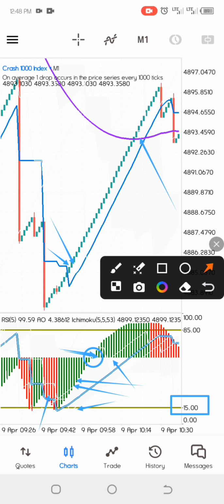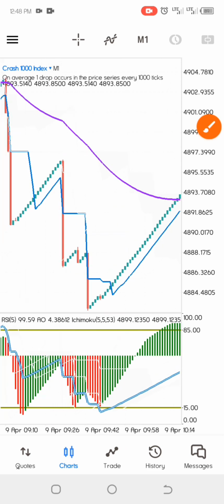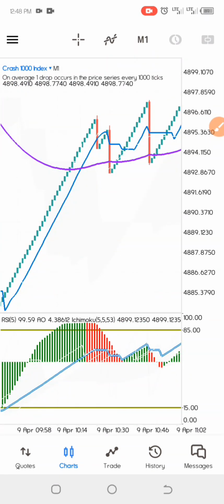Okay, so that is how you use the strategy. So I hope you guys understand the strategy. You just have to make sure you follow the rules and practice the strategy to understand how it really works. Okay, so once you do that, then let me show you guys the settings of the strategy.